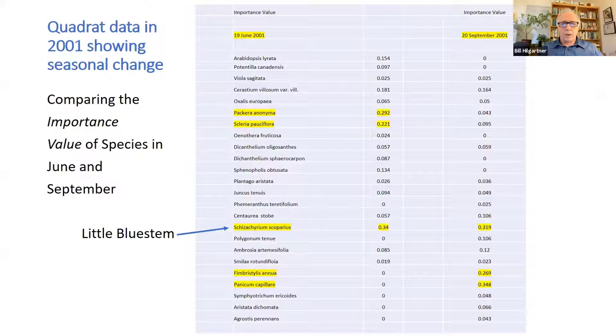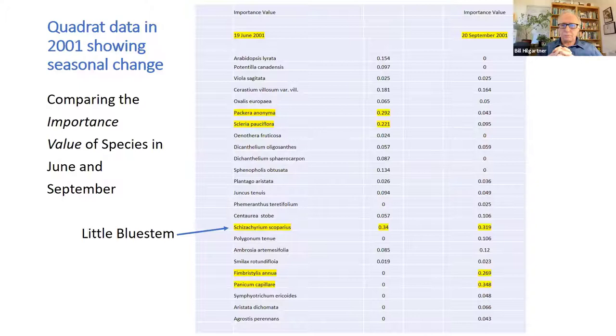The quadrat data that I mentioned, I basically used 1 square meter plots along a transect line. And so what I did in 2001 was to look at them in June, and then again in September. I know it's hard to see all these numbers and names of species at a glance, but the ones I've highlighted are the important ones. Little bluestem, Schizachyrium, has the highest importance value in both June and September, at least at this time, in 2001.